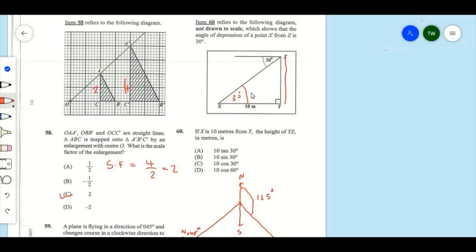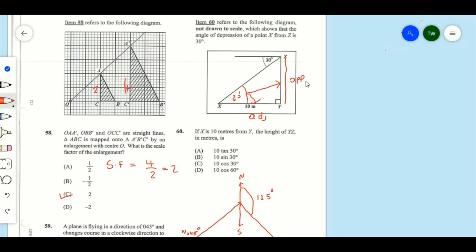Now let's label our triangle in relationship to this 30 degree angle. If we draw a straight line going across here, where YZ is, that would be our opposite side, right? Because this side is opposite to this 30 degree angle. If we draw a line going towards this side where 10 is, then 10 would be our adjacent side here. So 10 is adjacent to the angle.